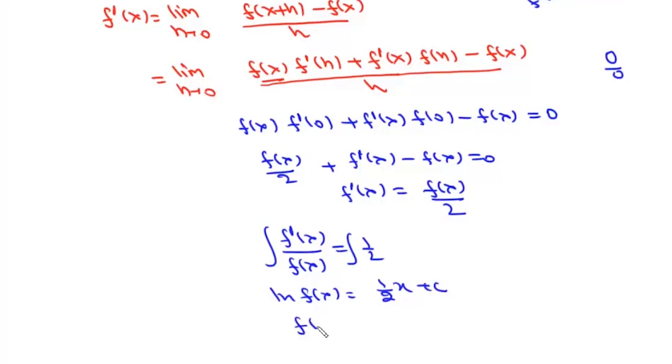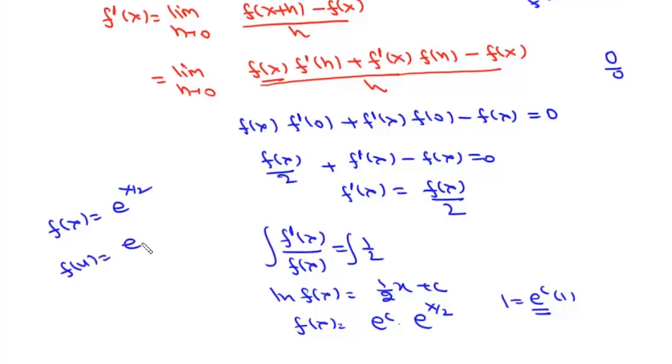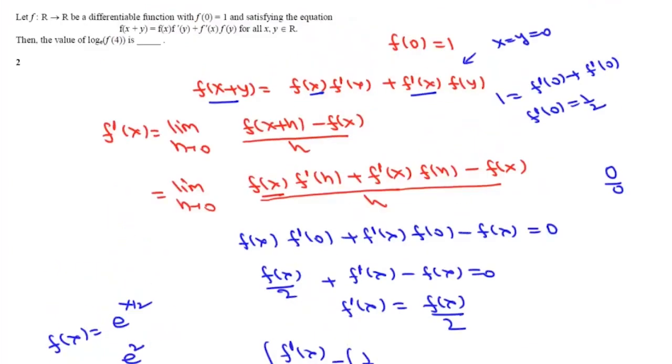Now we take antilog, it will be f(x) equals e to the power c into e to the power x by 2. Now when x is 0, f is 1. So it will be 1 equals e to the power c into 1. So the value of e to the power c is 1. So from here we can say the value of f(x) is e to the power of x by 2. Now if we find f(4), f(4) is e square and log f(4) will be simply 2, and that is the answer to this question.